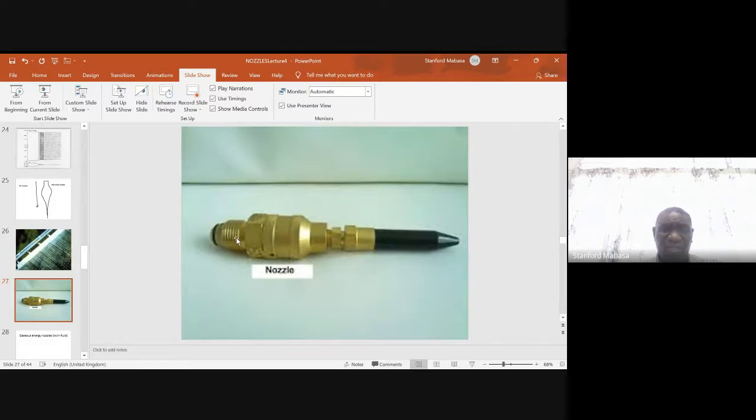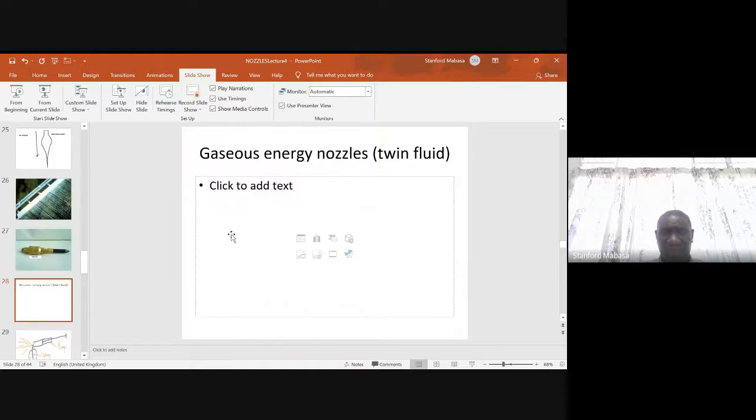So this is what the nozzle looks like. You can see it's quite wide at this end, then it gets narrow. At that end, that's where you get our droplets. You can see they are sort of screws. I mean, you can screw it on. So that was the aircraft one.